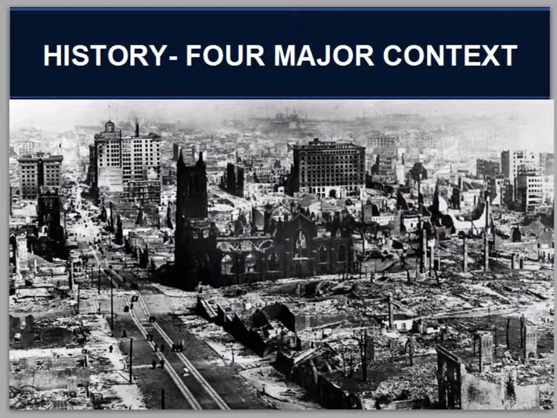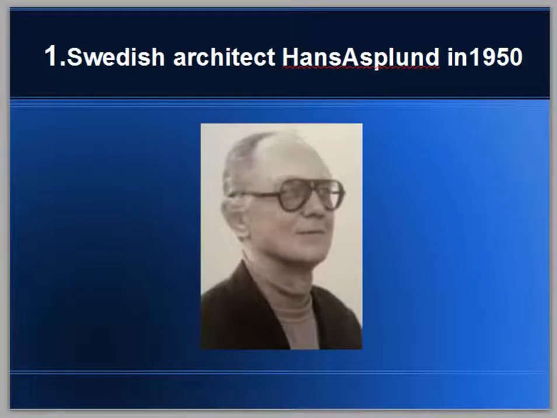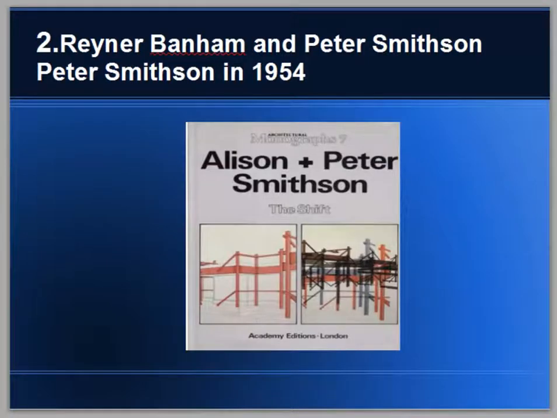History. Four major contexts. First used in an architectural context by Swedish architect Hans Asplund in 1950, who discussed New Brutalism. In 1954, Reyner Banham used the term more widely in his writings to refer to the work of English architects Alison and Peter Smithson, who created the iconic Hunstanton School in Norfolk and later the Robin Hood Gardens in East London.